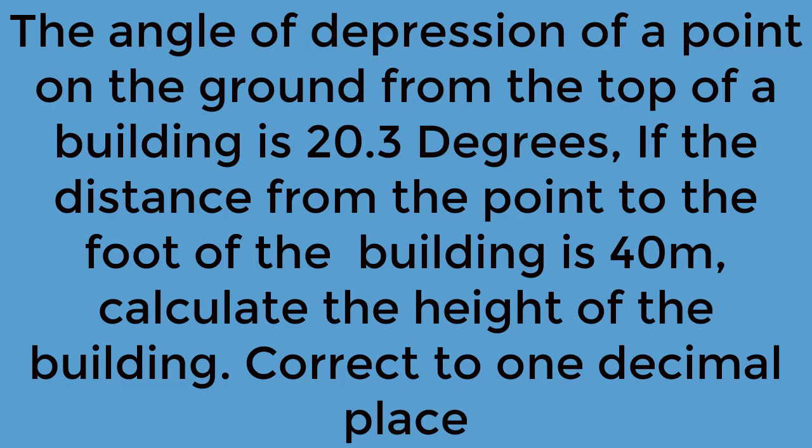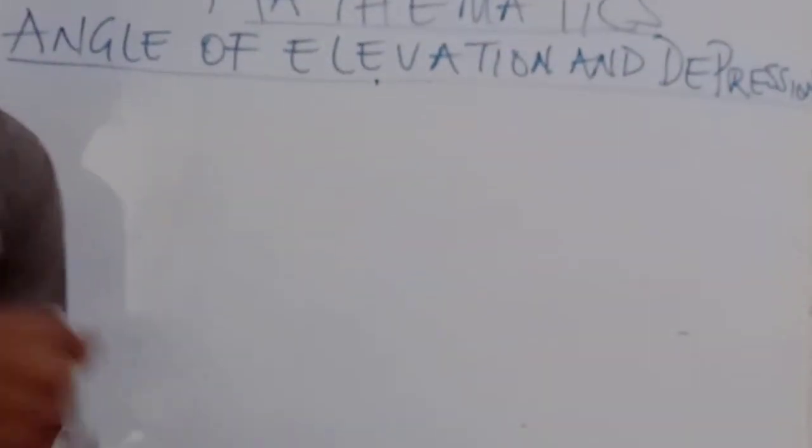I'll take the question again. The angle of depression of a point on the ground from the top of a building is 20.3 degrees. If the distance from the point to the foot of the building is 40 meters, calculate the height of the building correct to 1 decimal place. Alright.